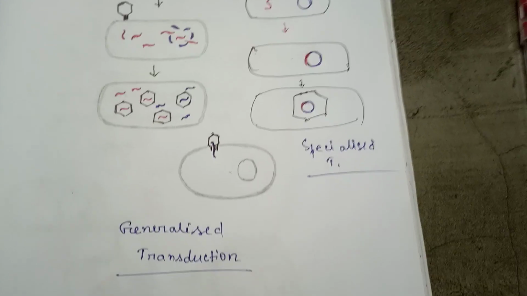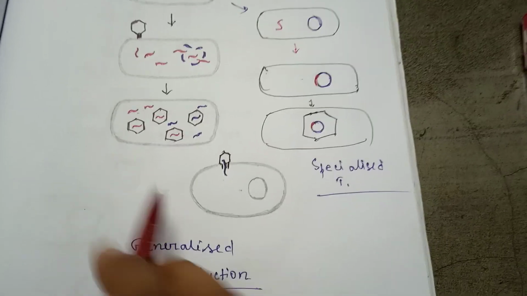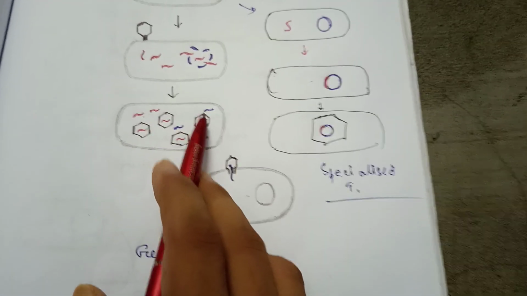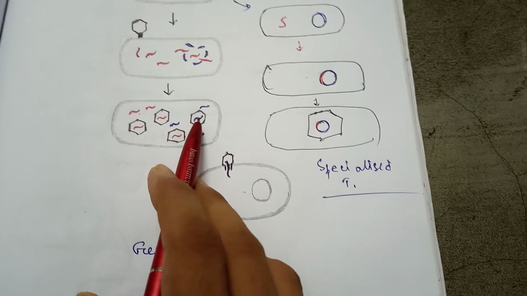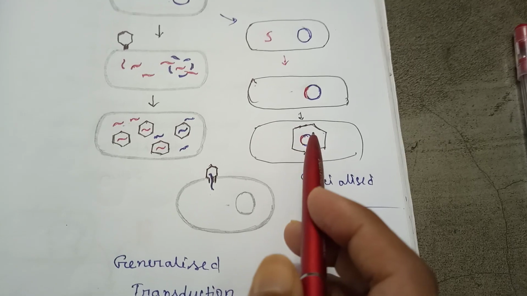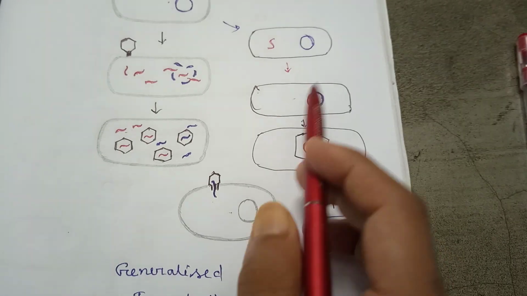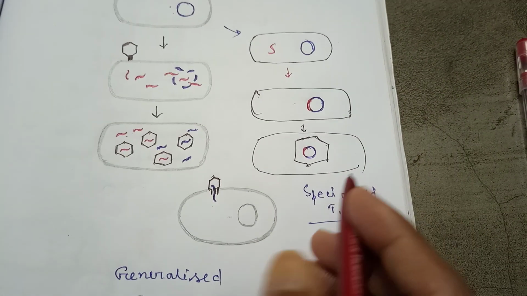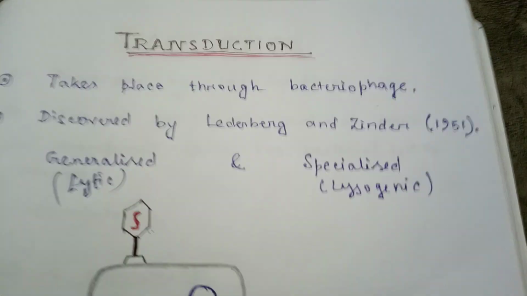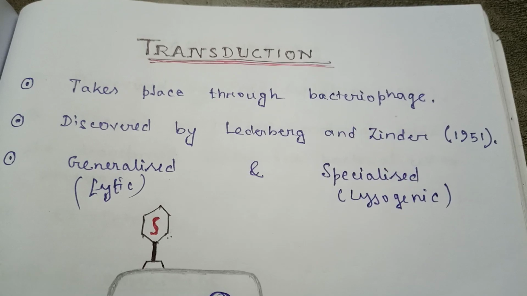One main difference you can see here is that in generalized transduction, some new phages like this may have no viral DNA. You can see here there is no viral DNA. But in the case of specialized, it must have the viral and bacterial DNA both, right? Or in most cases, you can say if it breaks in the middle, that can be a different scenario. So this is the general idea of transduction and its parts. Hope you have understood the part.